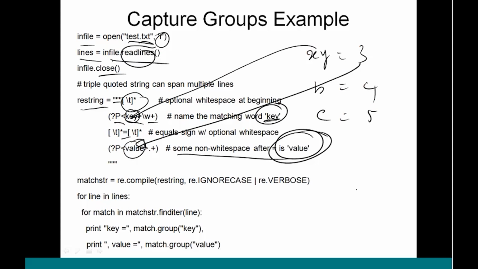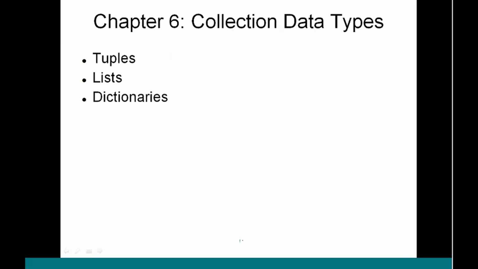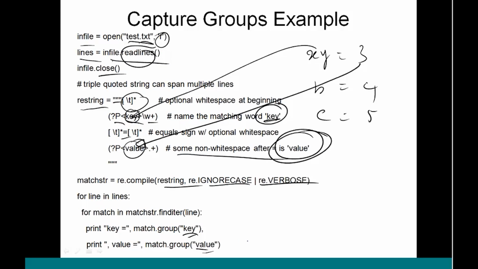Then we do the re string with ignore case, piped to the verbose option, and that's what we are compiling, and then we do for line in the lines. So print key equal to the match group key, and value is match group value. This prints xy and then 3, and then it continues on with B 4, C 5. So that's what we want to get.